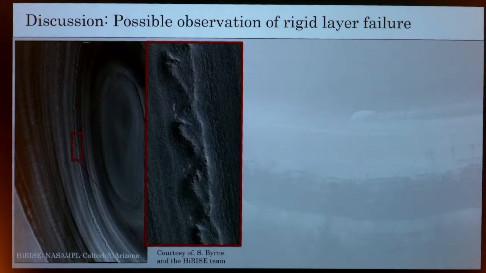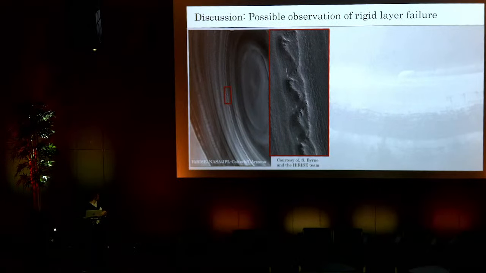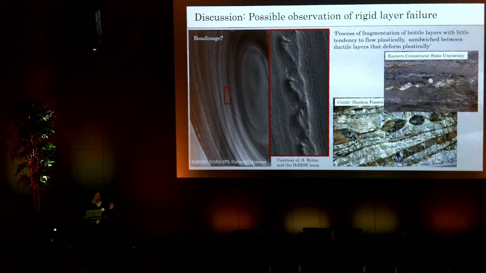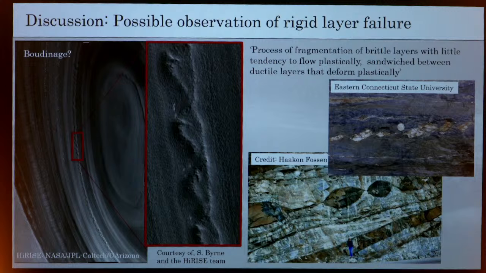The fun part is that we could perhaps be seeing some of these rigid layers. This is a HiRISE observation courtesy of the HiRISE team, and particularly Shane. And perhaps what this is showing us is boudinage. Boudinage is the process of fragmentation of rigid, brittle layers that don't have a tendency to deform plastically, and they're sandwiched between ductile layers that do deform plastically. These are a couple of examples of boudinage in terrestrial environments, and perhaps what we're seeing here is observational evidence for the presence of some of these rigid layers.